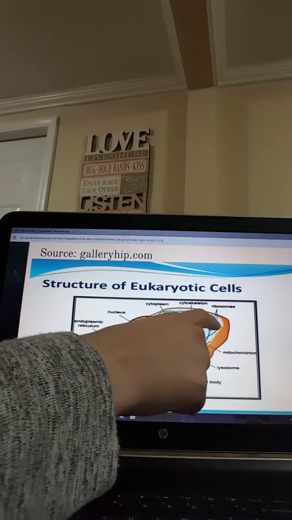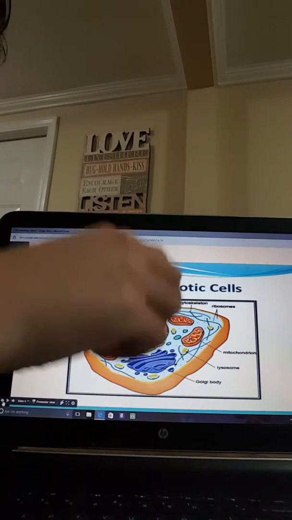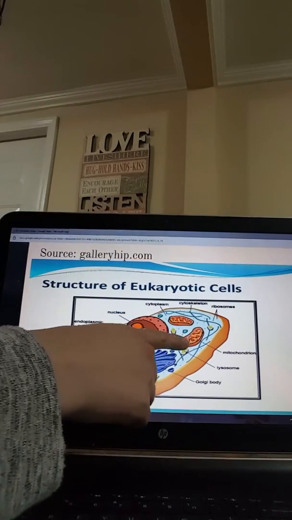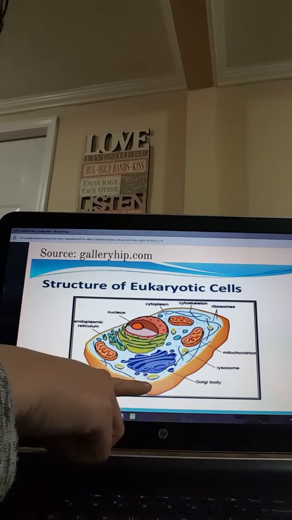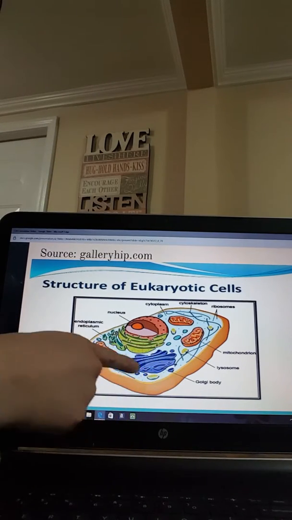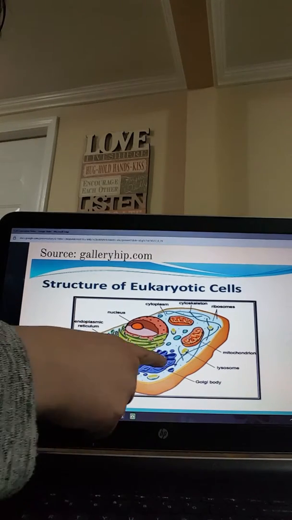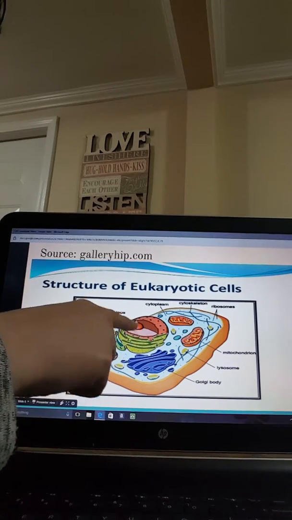You have the cytoskeleton, and all the little dots, which are kind of hard to see, are the ribosomes. You have the mitochondrion right here, kind of the kidney shape. The lysosomes kind of look like little oranges. And the Golgi body is right here. So you can see the Golgi apparatus has all the canals. And then the nuclear envelope, and then the nucleus.